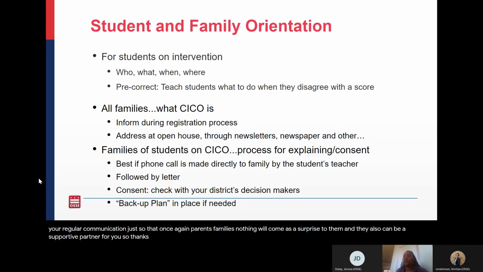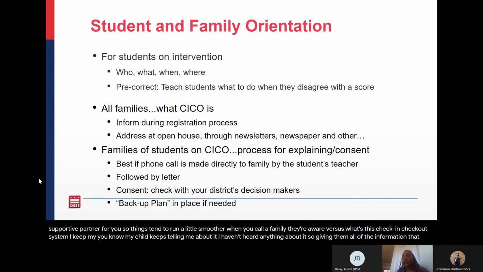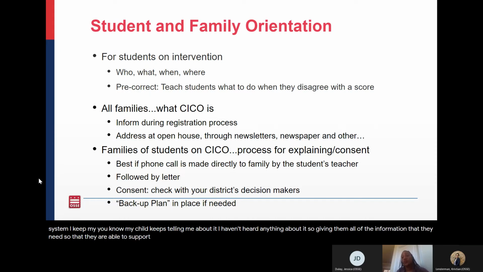So things tend to run a little smoother when you call a family and they're aware, versus, well, what's this check-in, check-out system my child keeps telling me about? I haven't heard anything about it. So give them all of the information that they need so that they are able to support you, and then you supporting them and supporting their student with this process.